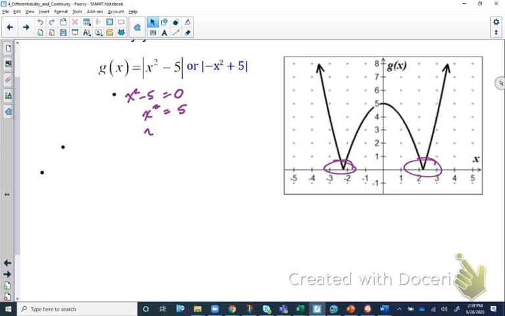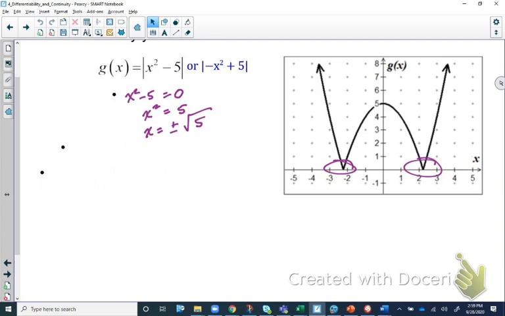So that means that x would be equal to a positive and a negative square root of 5. Then if you take the square root of 5 on your calculator, positive or negative, you're going to wind up at those two points where we have the cusp on the function itself. So the function should be differentiable at every point except at positive or negative square root of 5.